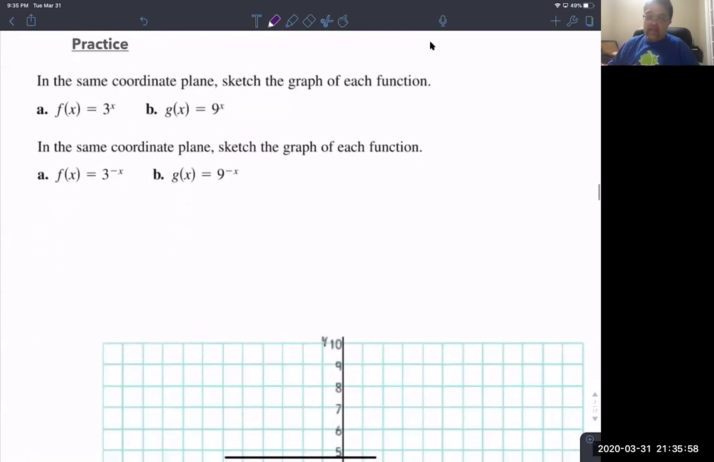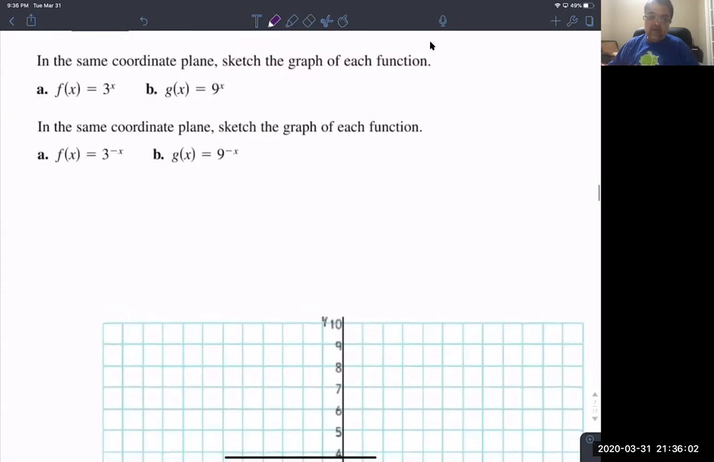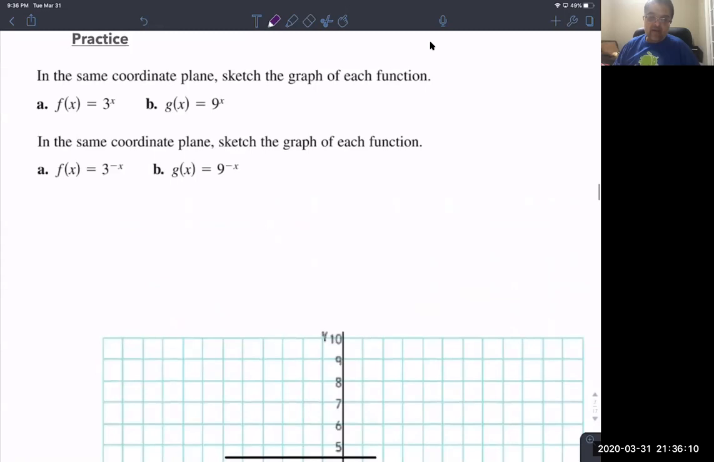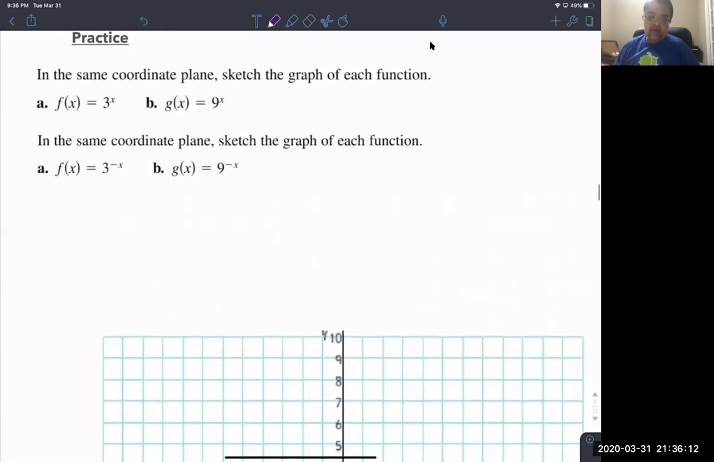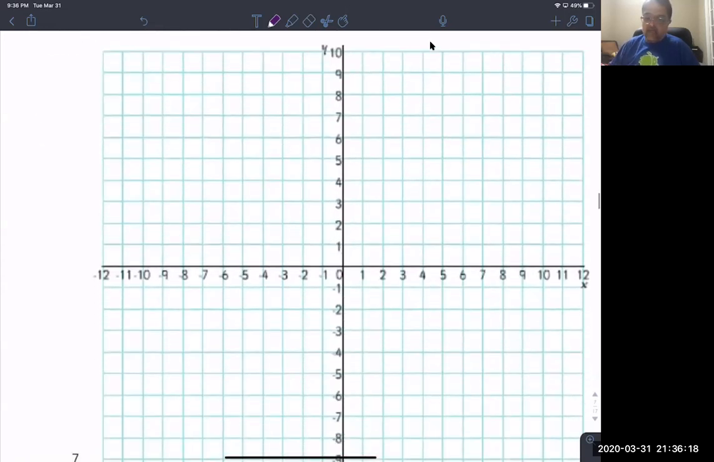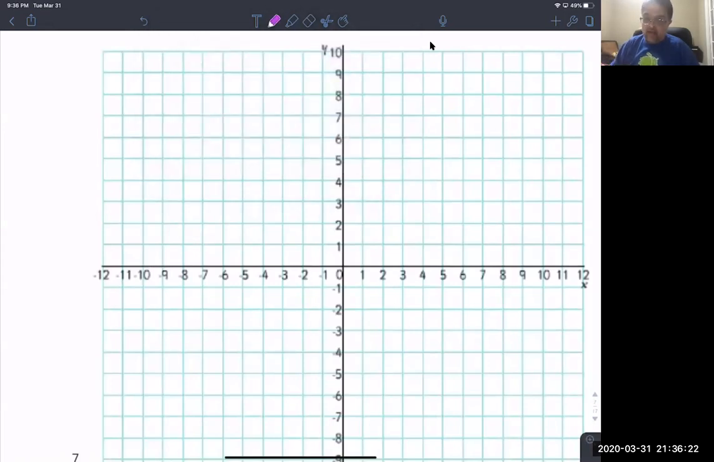So I would like you to practice doing the difference between 3 to the x and 3 to the -x. I'd say pause, graph it, and then come back and see the plot. All right, so I'm going to graph 3 to the x using my pink line.